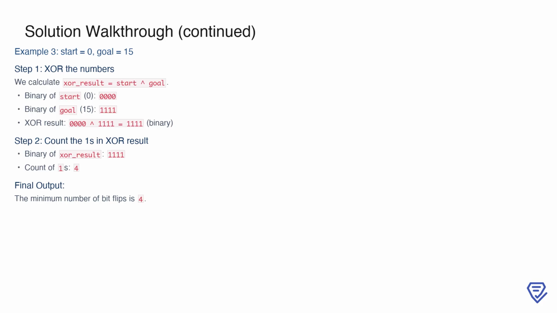In this example, we consider the case where start is 0 and goal is 15. The binary representation of 0 is 0000 and for 15, it is 1111. Performing the XOR operation on these values gives us 1111 in binary. This indicates that all the bits in start differ from those in goal. To determine how many flips are required, we count the 1s in the XOR result. The binary 1111 contains 4 1s, meaning that every bit needs to be flipped. As a result, the minimum number of bit flips required is 4.